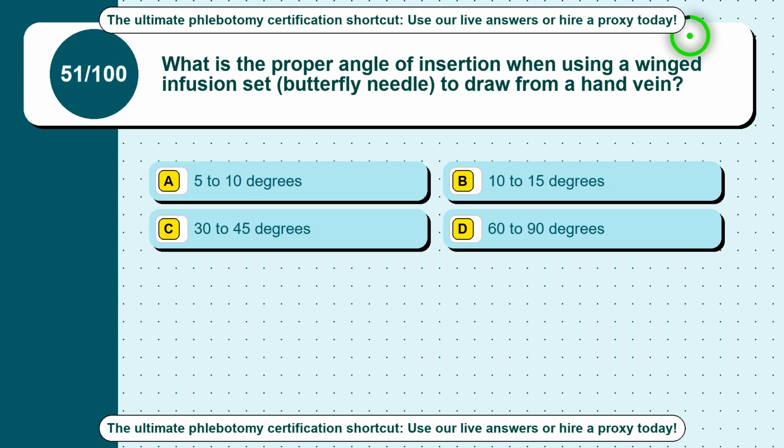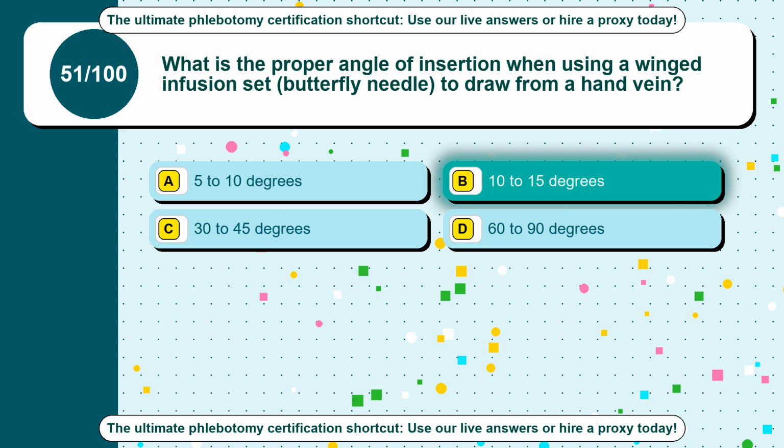Question 51. What is the proper angle of insertion when using a winged infusion set, butterfly needle, to draw from a hand vein? Option A, 5 to 10 degrees. Option B, 10 to 15 degrees. Option C, 30 to 45 degrees. Option D, 60 to 90 degrees. The correct answer is option B, 10 to 15 degrees.